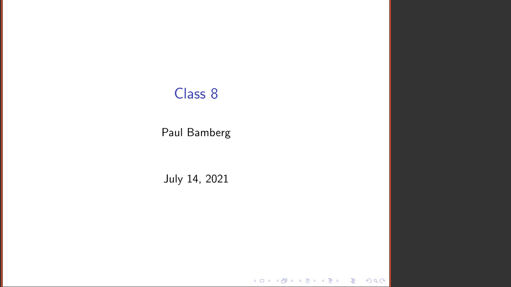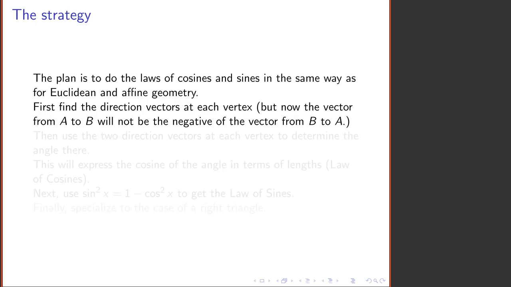So in this video, I propose to do trigonometry in spherical and hyperbolic geometry exactly the same way I did it in Euclidean and Minkowskian geometry. Let's get started. The secret of doing this is to find the direction vectors at each vertex. In Euclidean and Minkowskian geometry, these two vectors were equal and opposite to one another. But now they are not equal and opposite three-dimensional vectors.